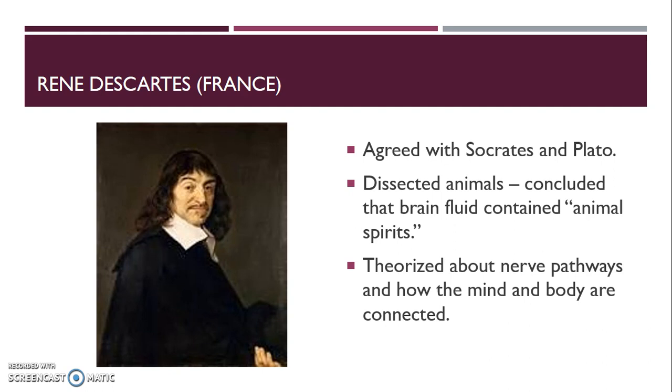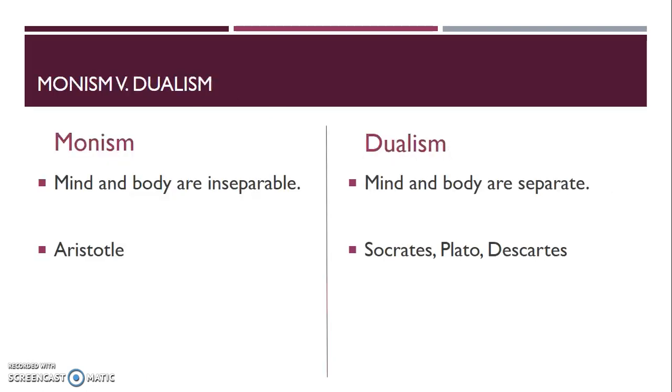So you see, over time, the early psychologists have developed these different theories about how the mind and body work together. Out of all these different theories, we have two main theories, monism and dualism. Monism means that the mind and body are inseparable, and that would be a belief of Aristotle. Whereas dualism, people who believe in that think that the mind and body are separate.